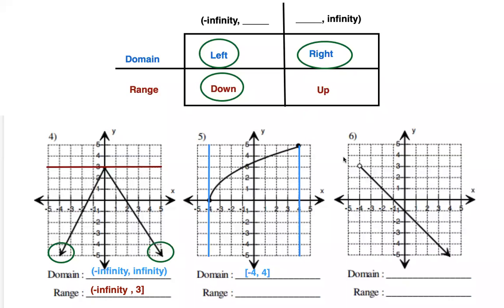Now for the floor and the ceiling. The bottom of the graph is on the axes, so that is 0. The top of the graph is at 5. So this goes from 0 to 5.